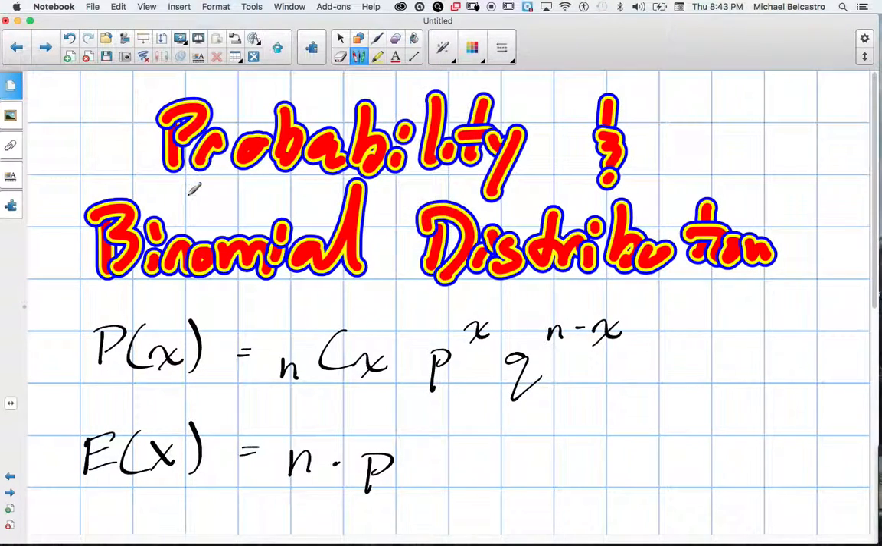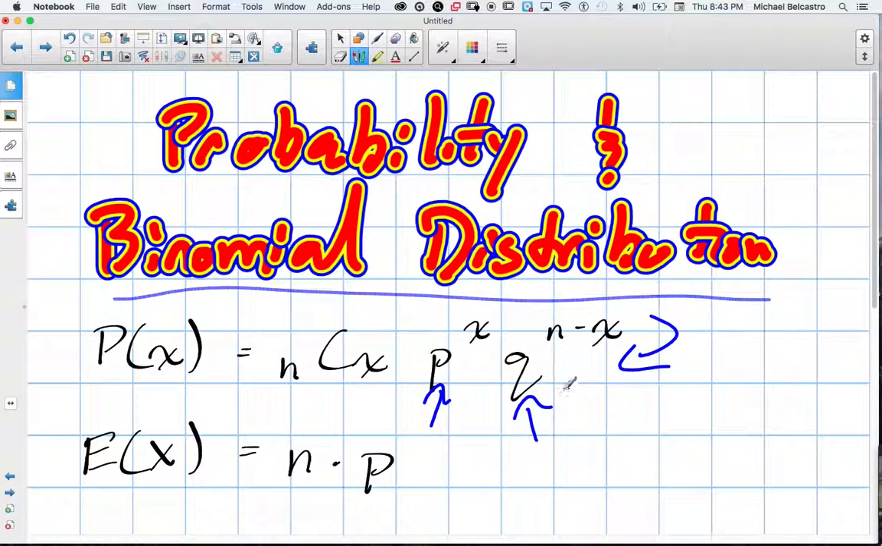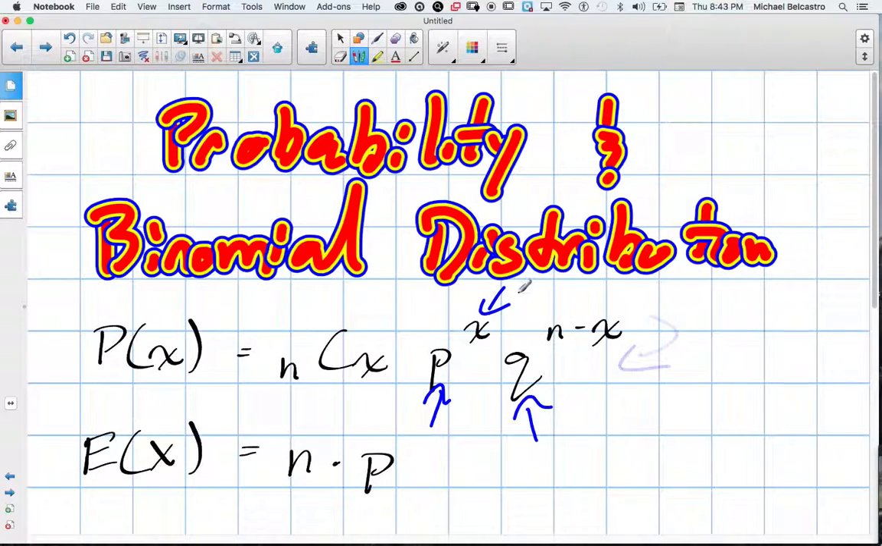Okay, so probability and binomial distribution again. So here's our probability distribution we're going to use for these types of questions. We're talking about success rates, so probability of success, probability of failure, number of successes. This is essentially number of failures, okay?